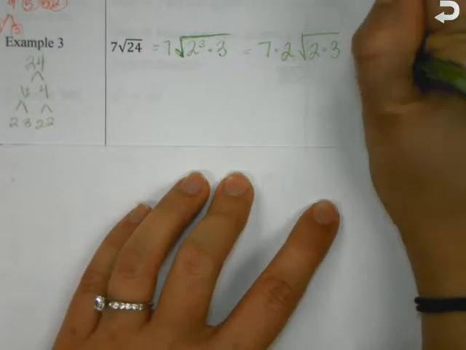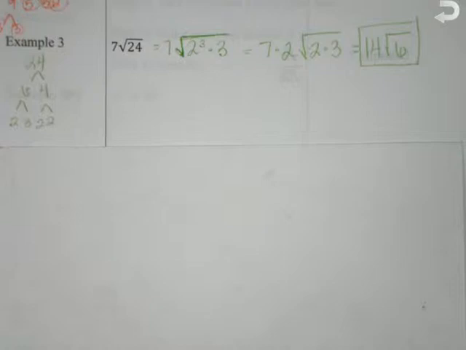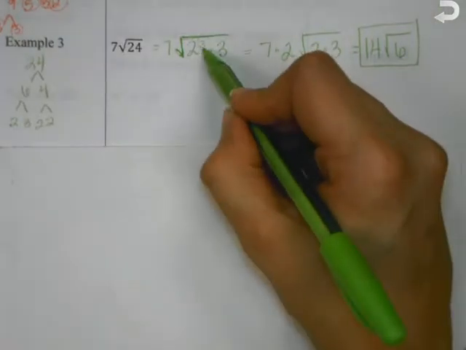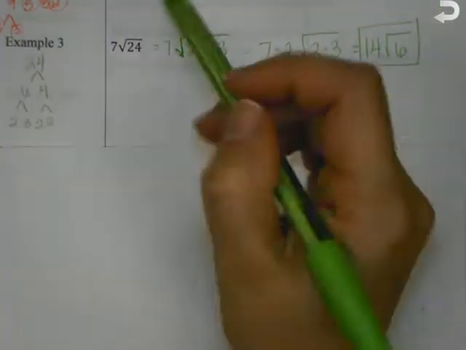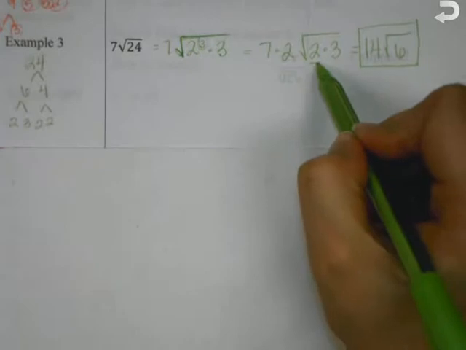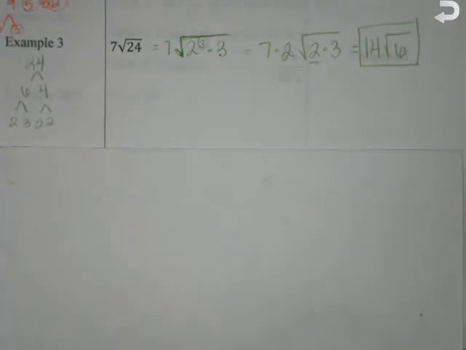Okay? So 2 to the third is not an even number. It's not divisible by 2, so one of them had to stay on the inside because we are only looking for pairs of numbers. Make sense? Okay.